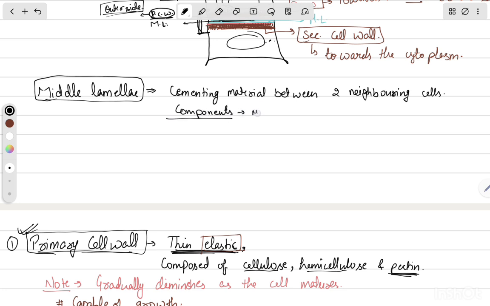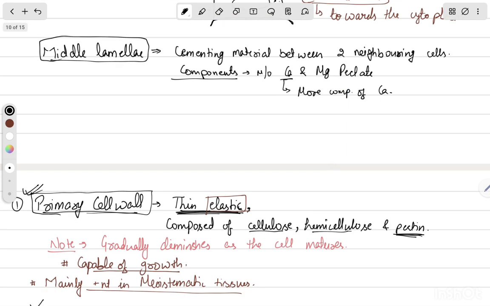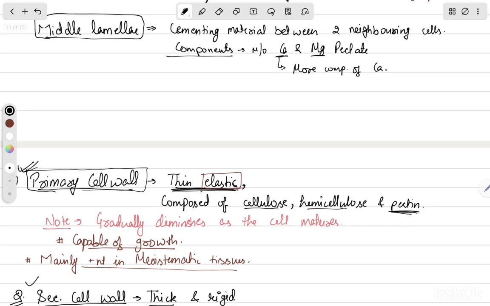Component of middle lamella, chemical composition. It is made up of calcium and magnesium pectate, right? More composition of calcium. If we compare composition of calcium and magnesium, then calcium component is more than magnesium, right? Also known as plant cement, because it helps in joining of two plant cells, right?